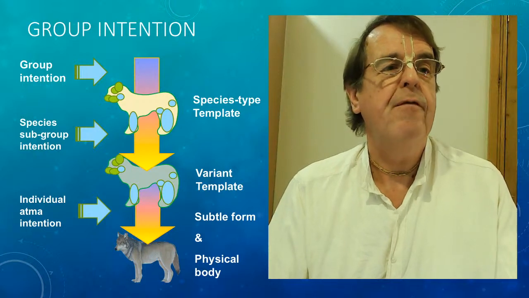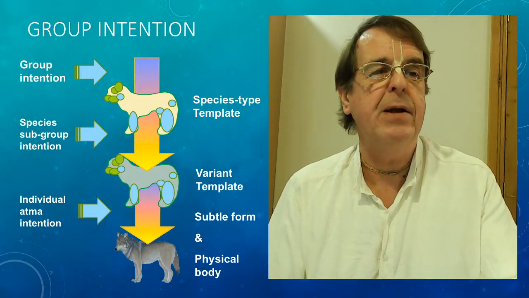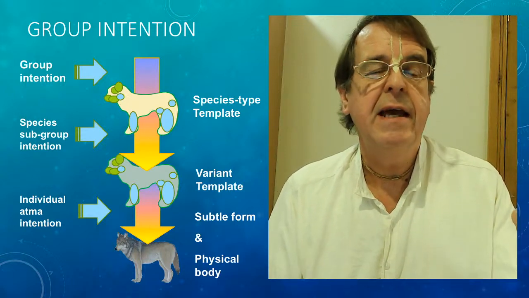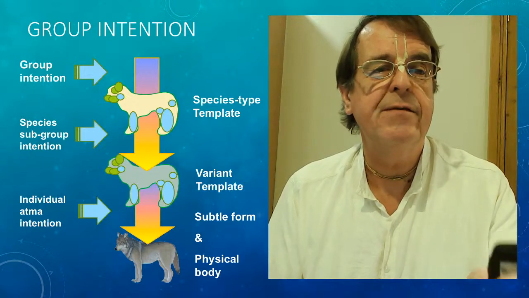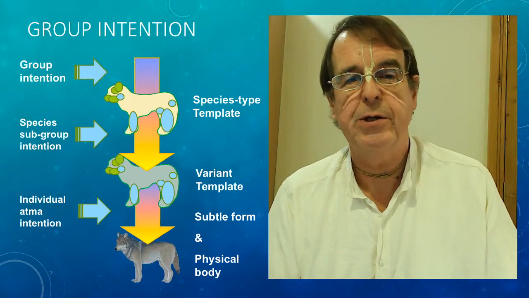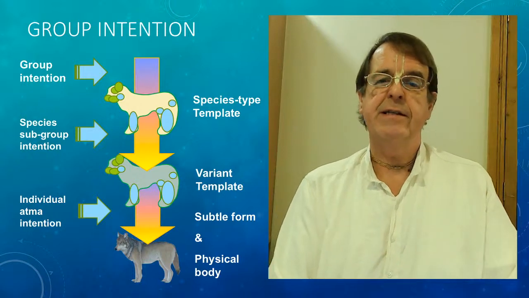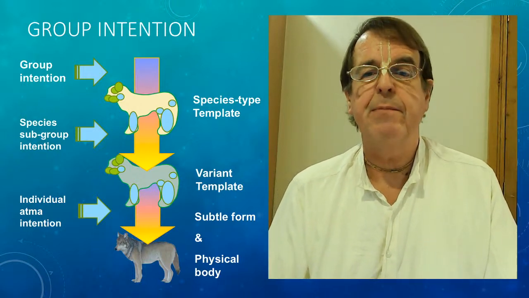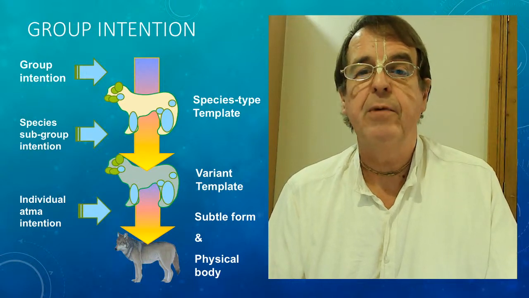So from the species subgroup of intention, we have a variant template, and then further, the individual Atma offers intention, which takes the variant template and produces the subtle form and then the physical body that that individual will get to enjoy. Now, this topic of variance within a guna species type brings in the topic of "microevolution." And I put the word microevolution in inverted commas, or quotation marks for our US listeners, because although it is undoubted that there are adaptations and variations of form and features within a species, I don't think it's appropriate to call this variation microevolution for two reasons.